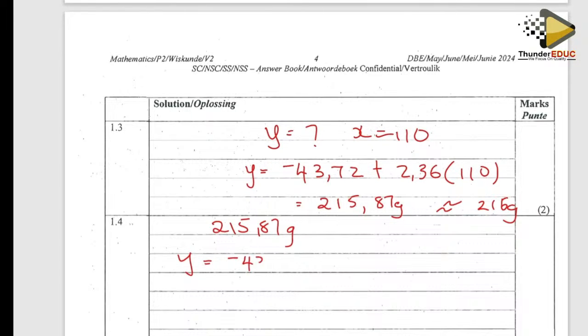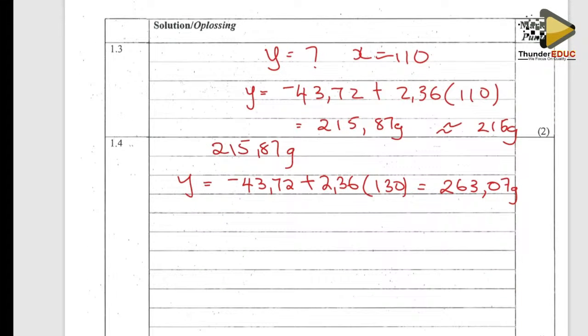How about the book with 130? So negative 43,72 plus 2,36 multiplied by 130. What are we going to end up with? When I punch that into my calculator, I'm getting 263,07 grams.